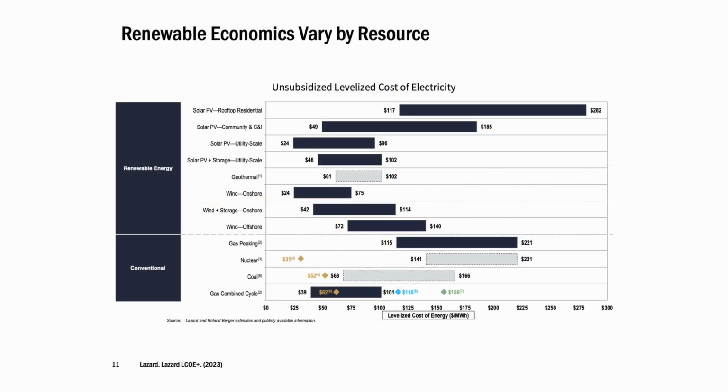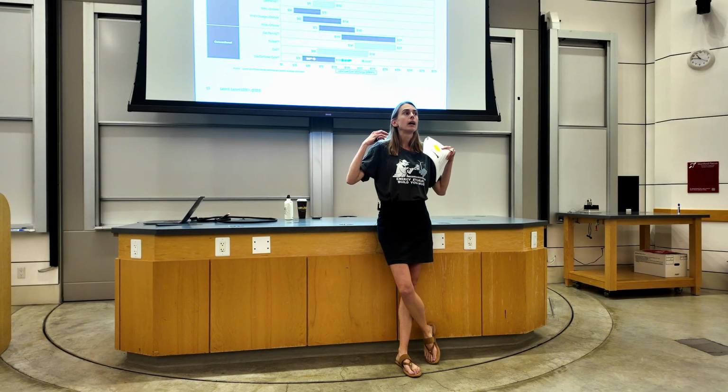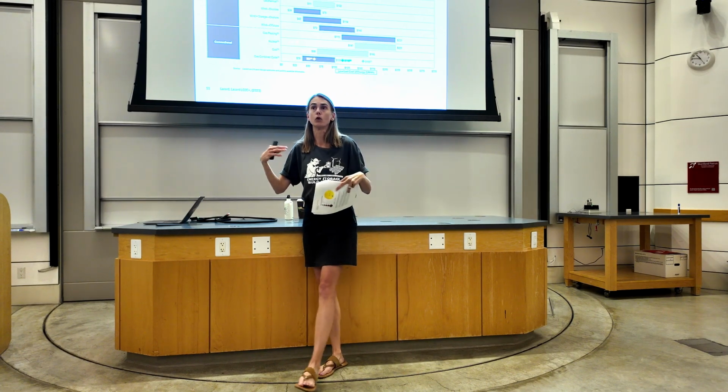So to give you a sense of what this means in terms of economics, generally contract prices for solar, utility scale solar, we see at about $50 to $60 a megawatt hour. Contract prices for firm geothermal are going to be about $85 to $100 a megawatt hour. So that gives you a sense of the value that electricity stakeholders are willing to pay for firm power.